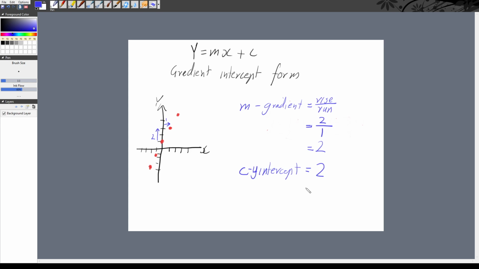So that means if I'm going to put this in this form, the gradient is m, so we end up with y equals 2x plus 2, because the intercept is plus 2, so we put a plus 2 on the end. Let's quickly do another example.